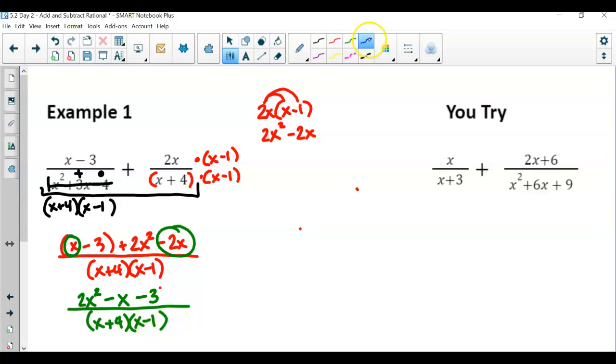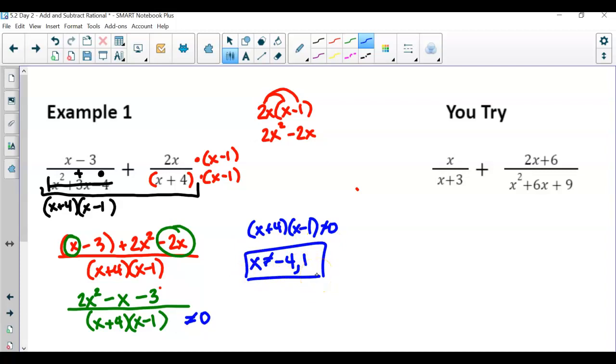Then, of course, for good practice, if I wanted to know here, what are the values that make this undefined? Remember, our denominator is what cannot equal 0. So here you have x plus 4 times x minus 1 cannot equal 0. That means x cannot equal -4 and +1. Go ahead and pause the video and try this. You try here, and let's see how you do.